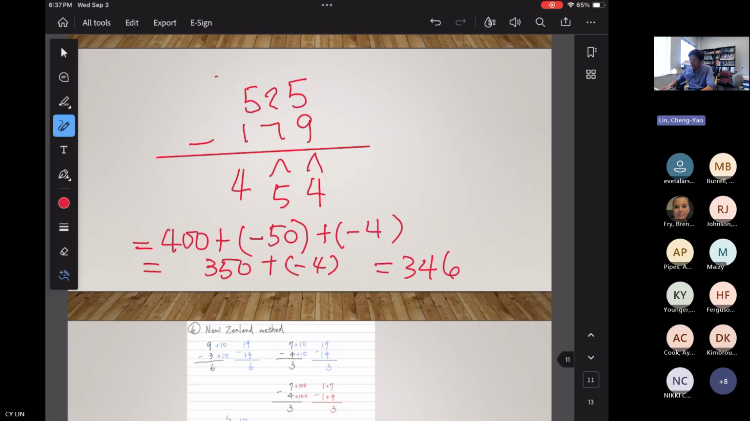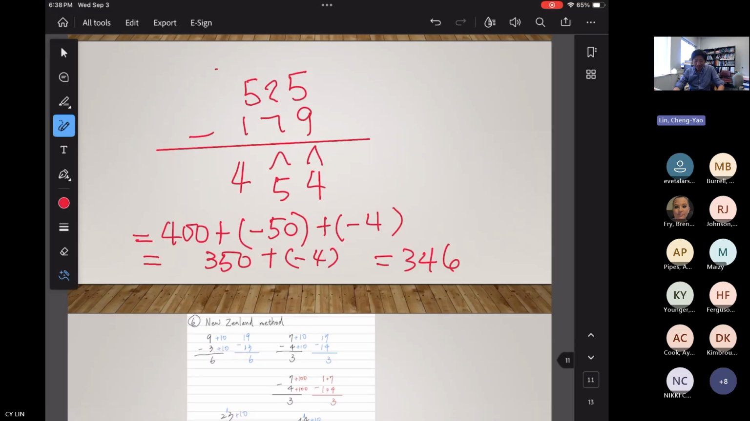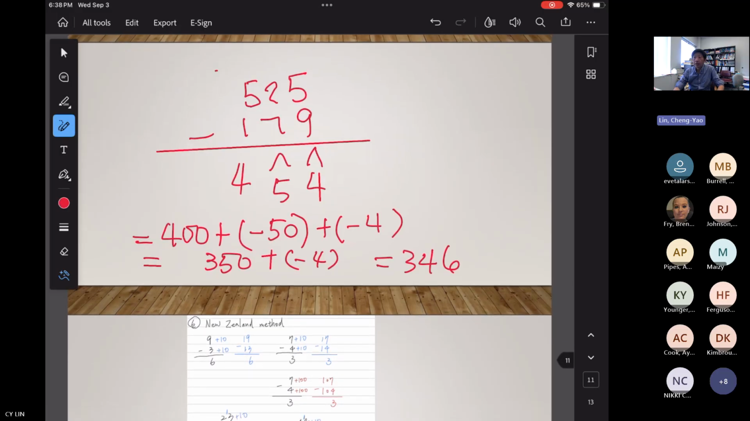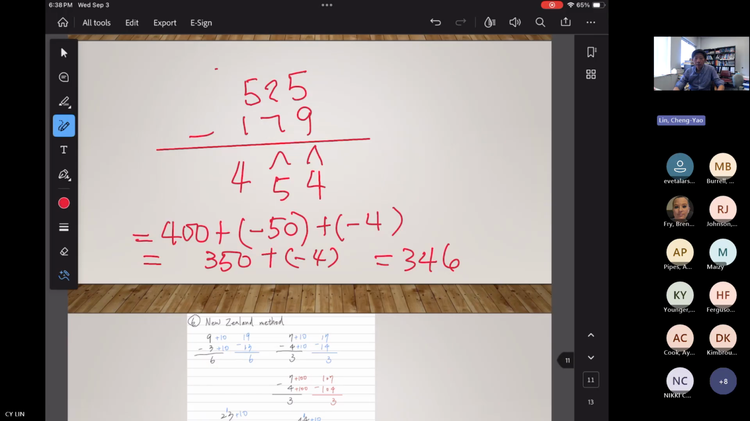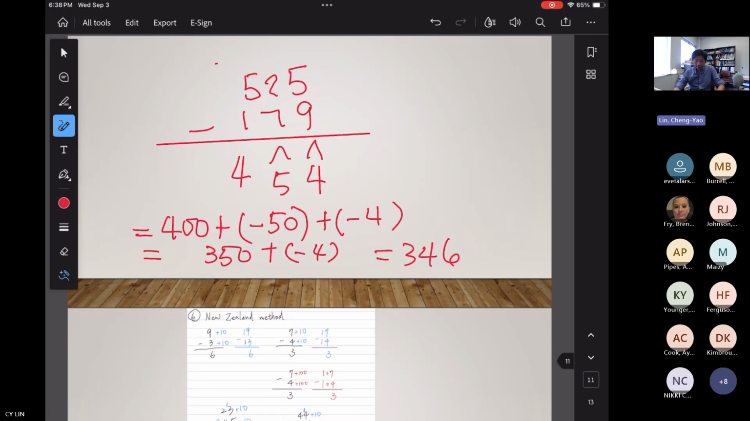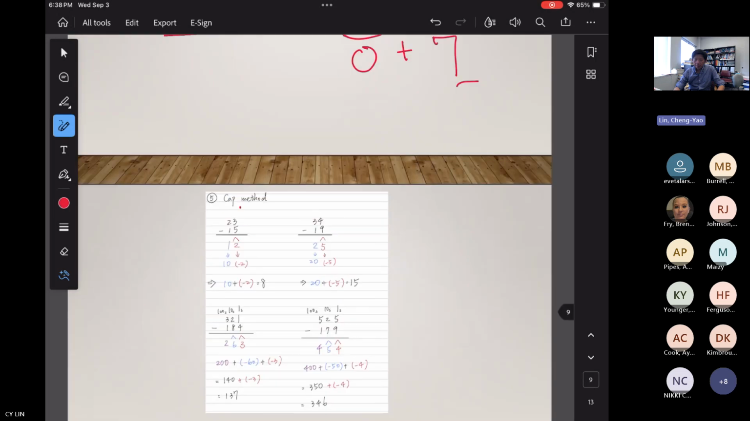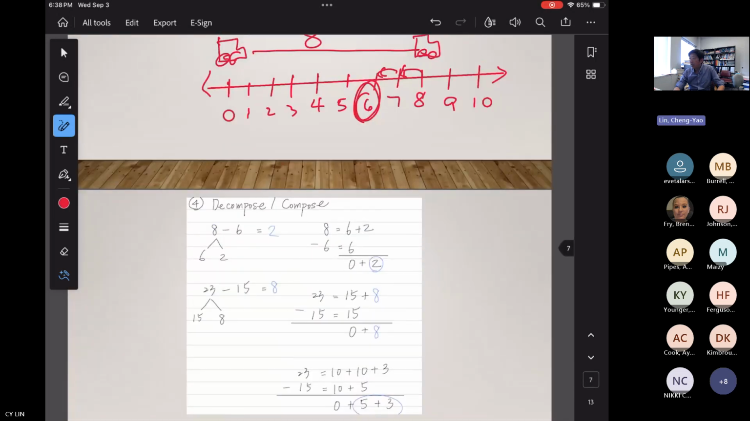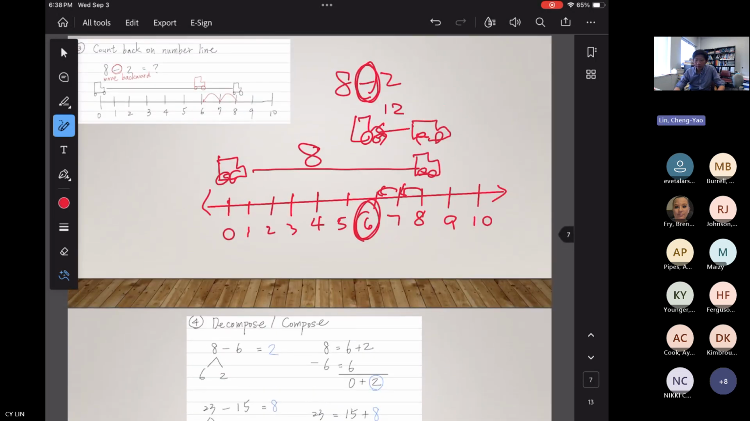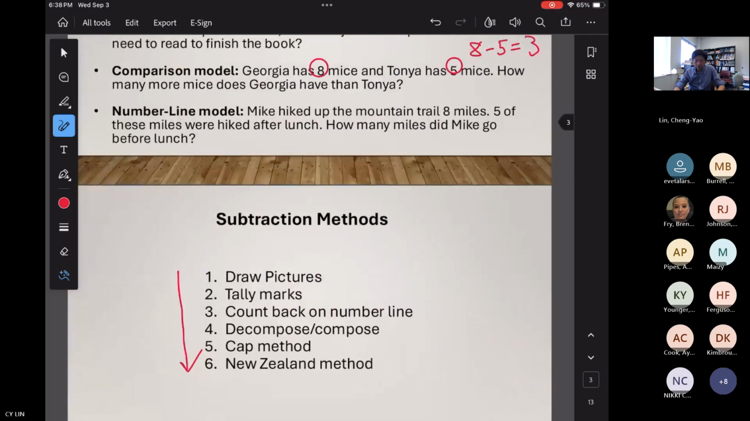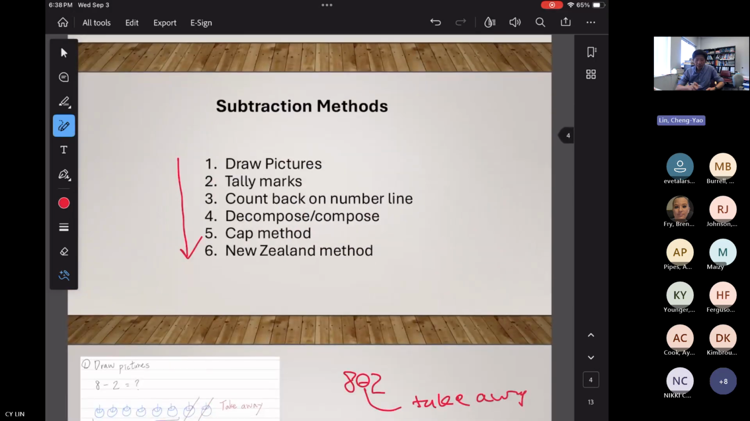All right, so this is the CAP method. I wish you like it, and I like it. I'm not sure you like it or not, but this is an alternative way to help children know how we take care of not enough, okay? Next one, and maybe this is the last method for today, okay? The last one for today.